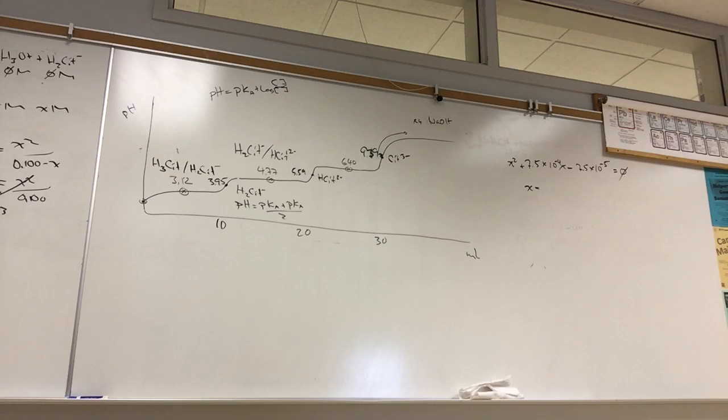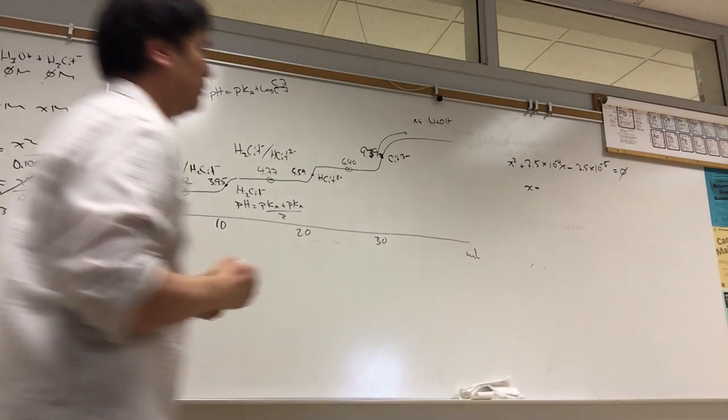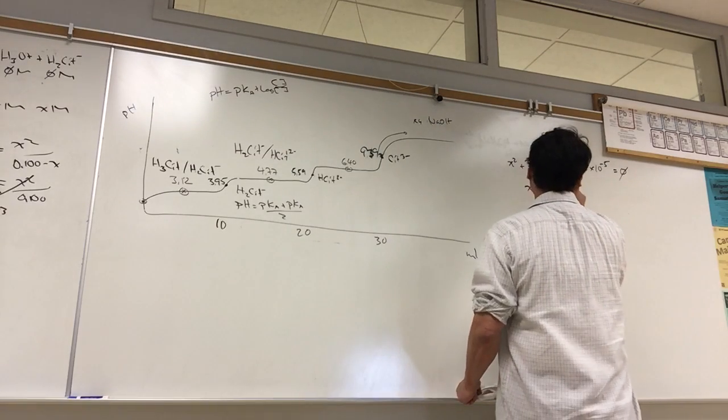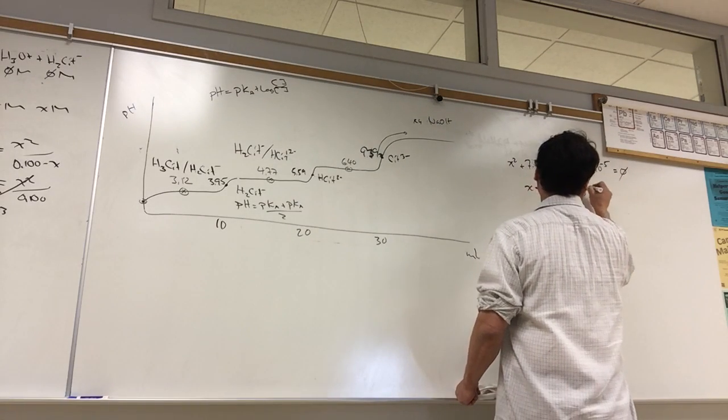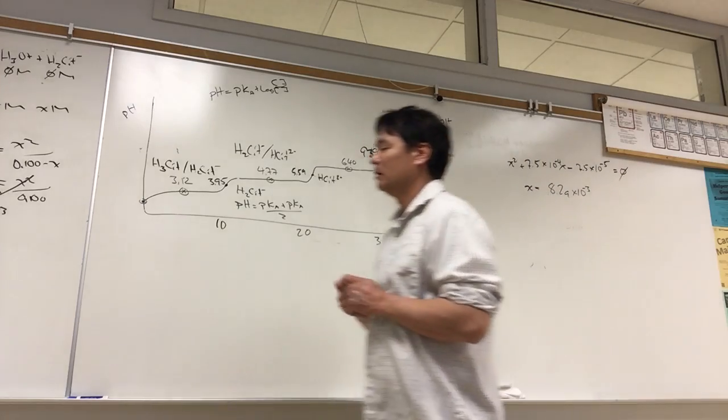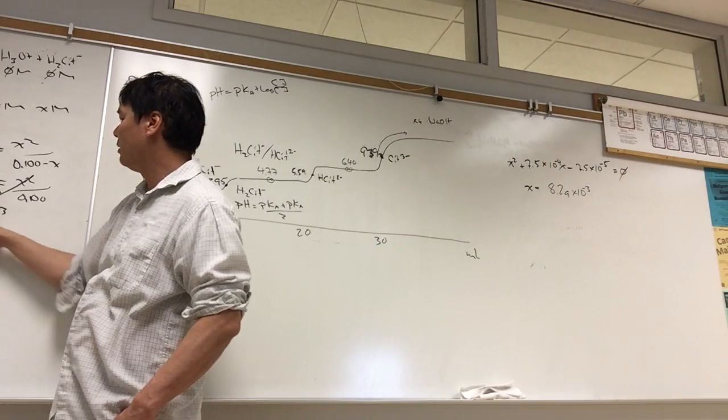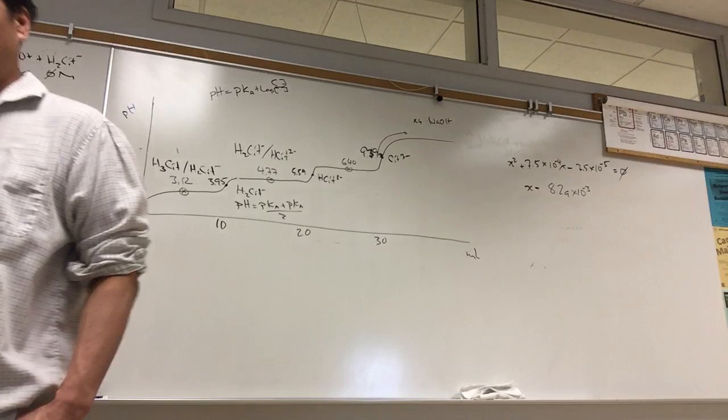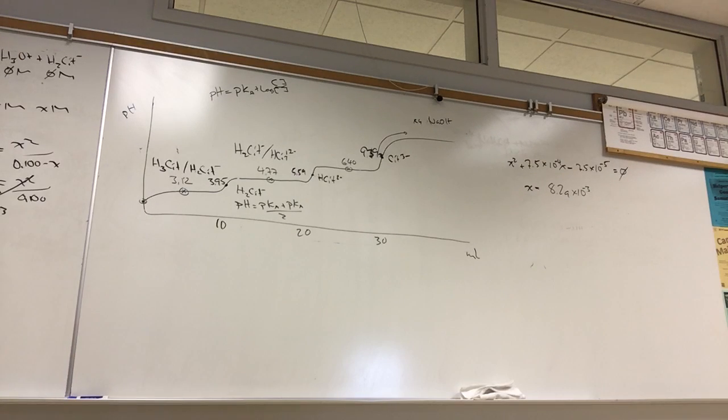So what do you get for the quadratic equation? 8.29 times 10 to the negative 3. Okay. So you can see this was kind of quite off here, 8.66. 8.29 times 10 to the minus 3.